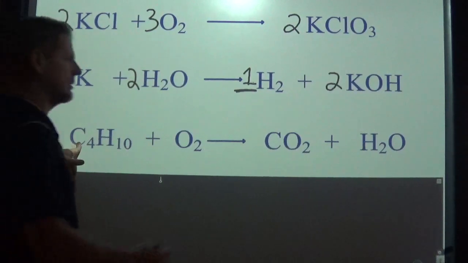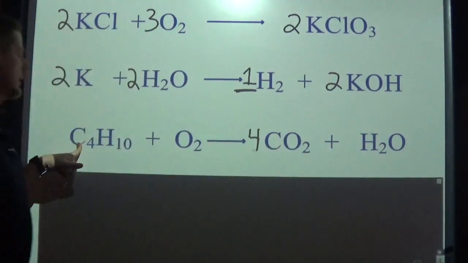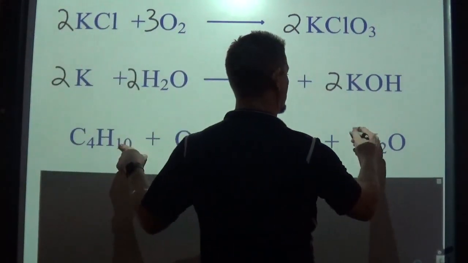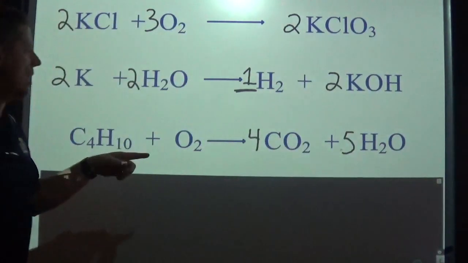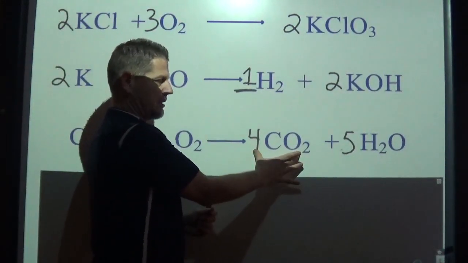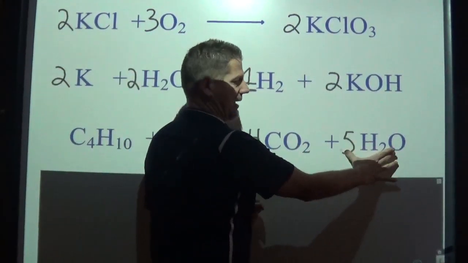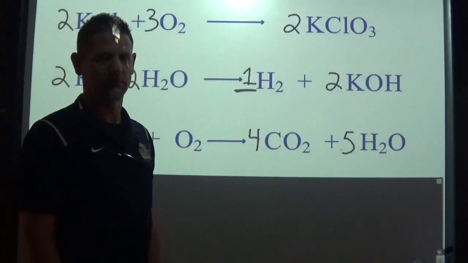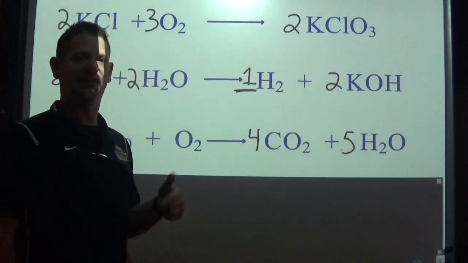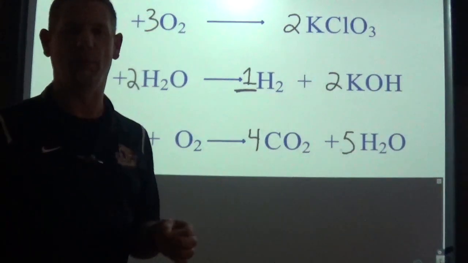4 carbons there. We'll put a 4 here. 10 hydrogens. There's 2 hydrogens here, so let's put a 5. And now oxygens, there's 2 here, but we have 8 plus 5. That's 13. What times 2 equals 13? If you say nothing, you're wrong.